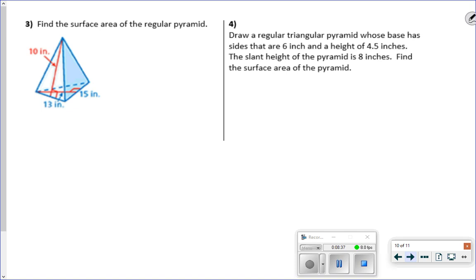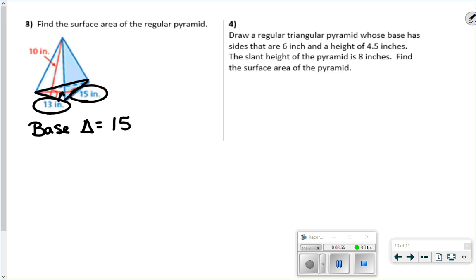Number 3, find the surface area of the regular pyramid. This one is a triangular pyramid. It shows me that my height here is 13 inches and my base is 15 inches. So I'm going to start with my base triangle. I'm going to do 15 times 13, and I'm going to take that divided by 2. And that is 97.5.